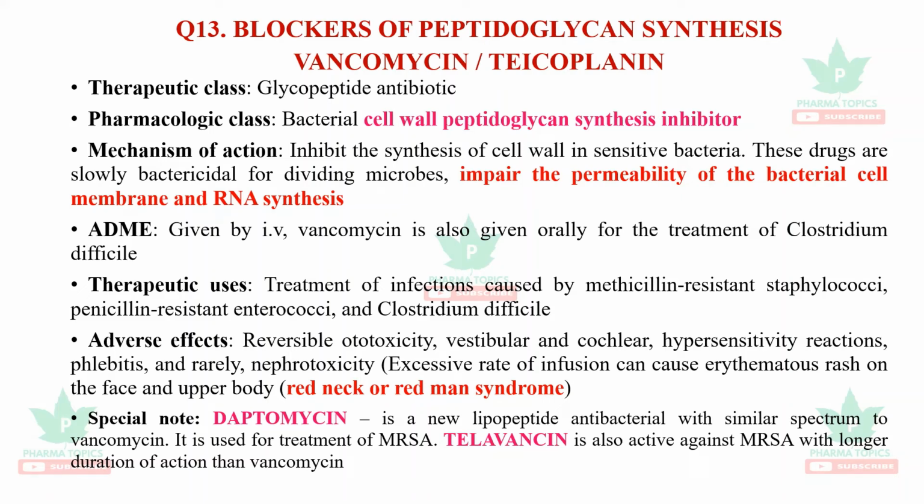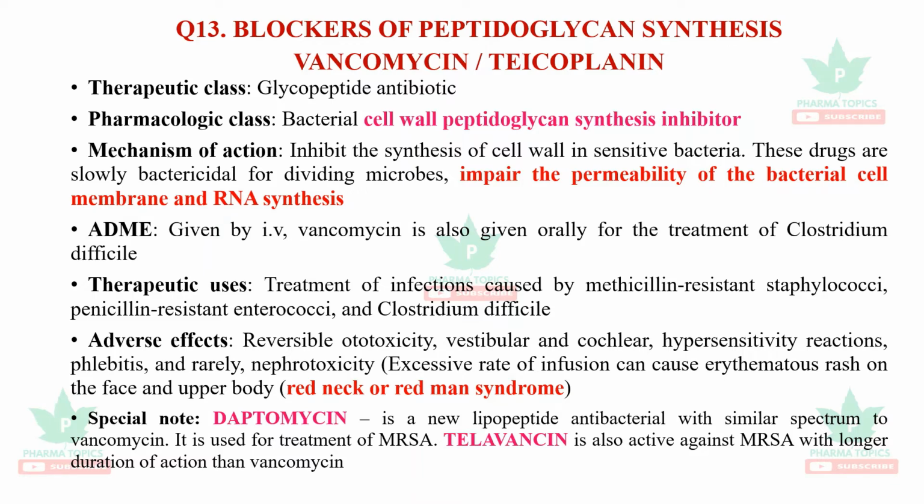These drugs are slowly bactericidal for dividing microbes, impair the permeability of bacterial cell wall membrane and RNA synthesis. They are given by IV infusion, and used orally for treatment of Clostridium difficile infection. Therapeutic uses: treatment of infections caused by MRSA, that is methicillin resistant Staph aureus, penicillin resistant enterococci, and Clostridium difficile infection. Adverse effects: reversible ototoxicity, vestibular and cochlear toxicity, hypersensitivity reactions.